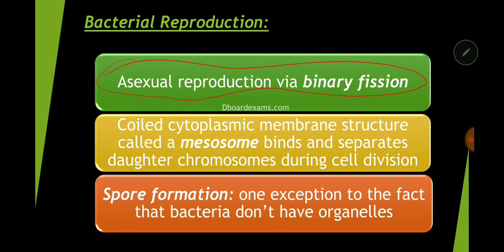Sometimes bacteria form spores, especially the Clostridia. Clostridia form spores, and also anthrax forms spores. Those are spore forming bacteria. Spore formation is one exception to the fact that bacteria don't have organelles. So bacteria don't have organelles, but they form spores.